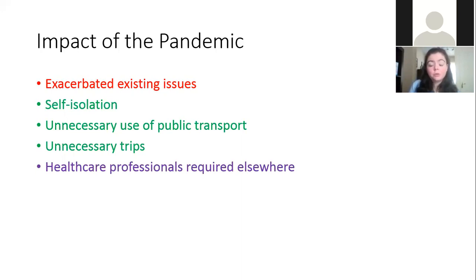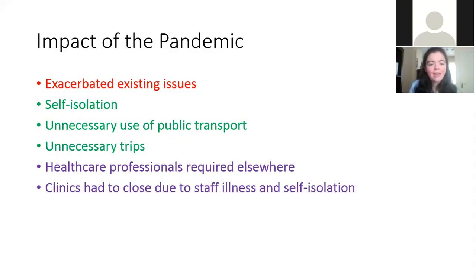Healthcare professionals were also required elsewhere. Obviously, two doctors to sign off on every single abortion consultation. They've got other priorities right now. I think we've all heard about the triage situation.